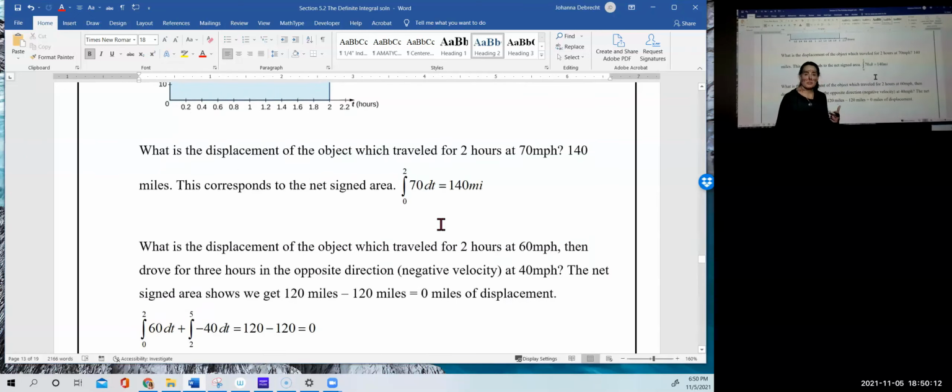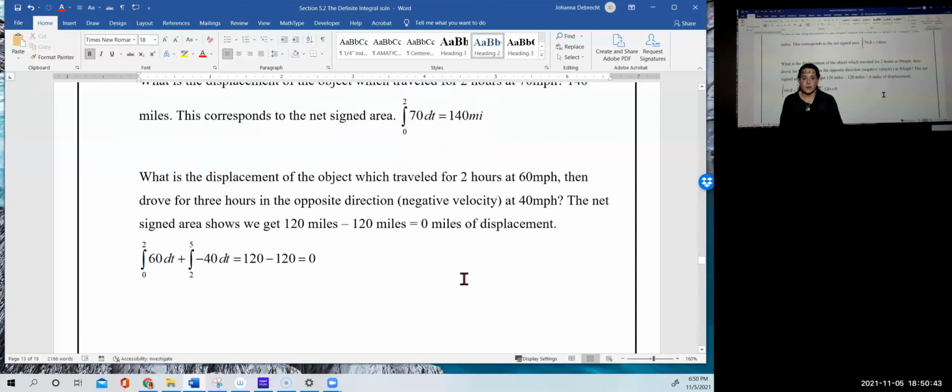When you put this into the definite integral format, you get the integral from time equals 0 to time equals 2 of 70 miles per hour integrated with respect to time, and you get 140 miles. Again, this is the idea of displacement, your total displacement from where you started. This is like the idea of net signed area. Total distance traveled is more like total area.